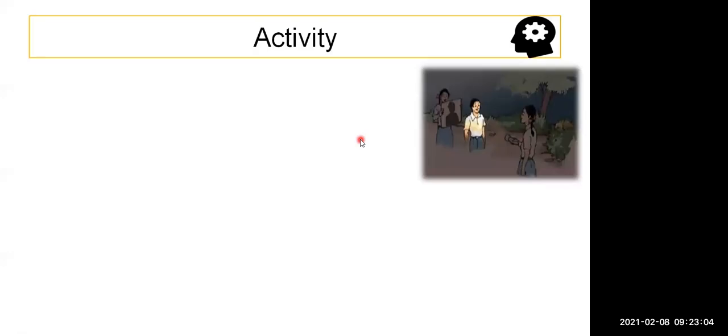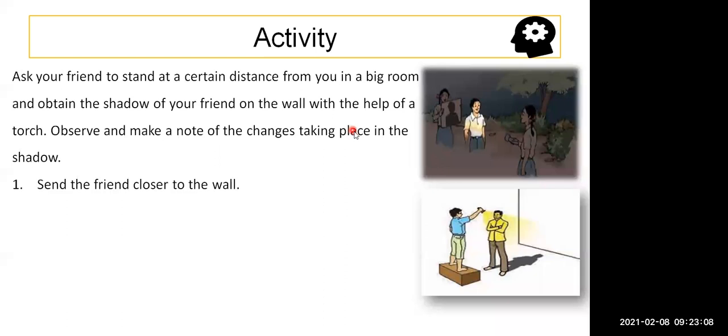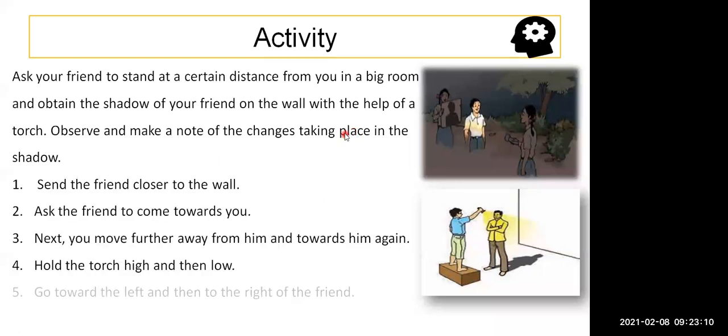Okay, you can try this activity at your home also. You can tell your friend to stand near a wall or take a screen, and tell another friend to throw light with the help of a torch on you. When a person is standing near the source of light, the shadow formed on the screen is large.